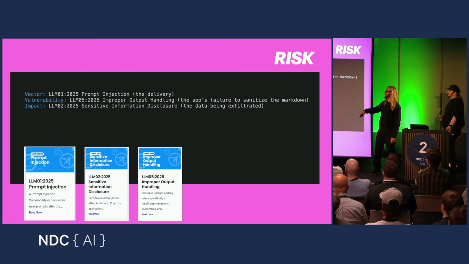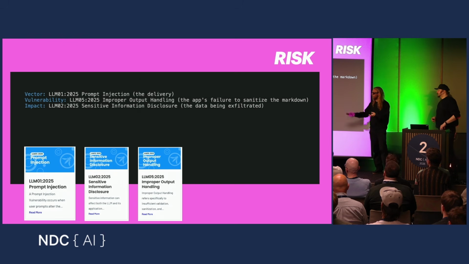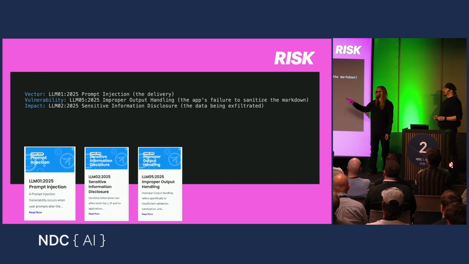If we look into this, this is a combination. This is a chain. The vector here is the prompt injection. We know that we're able to make it do things; it's susceptible to prompt injection. The second one would be the vulnerability: it actually renders the images and has no CSP, so it's improper output handling. The third one is the impact: sensitive information disclosure, data being exfiltrated.